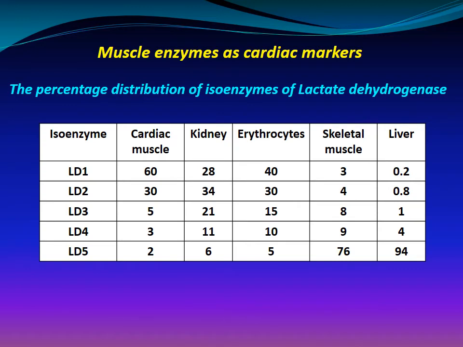Muscle enzyme as cardiac markers. The percentage distribution of isoenzymes of lactate dehydrogenase is given in this table. LD1 is present in highest percentage in cardiac muscle, about 60%, and in RBC around 40%. LD2 is present in higher percentage in cardiac muscle, erythrocyte and kidney, approximately 30% in each case. LD5 is present in highest percentage in skeletal muscle and liver, approximately 76% and 94% respectively.